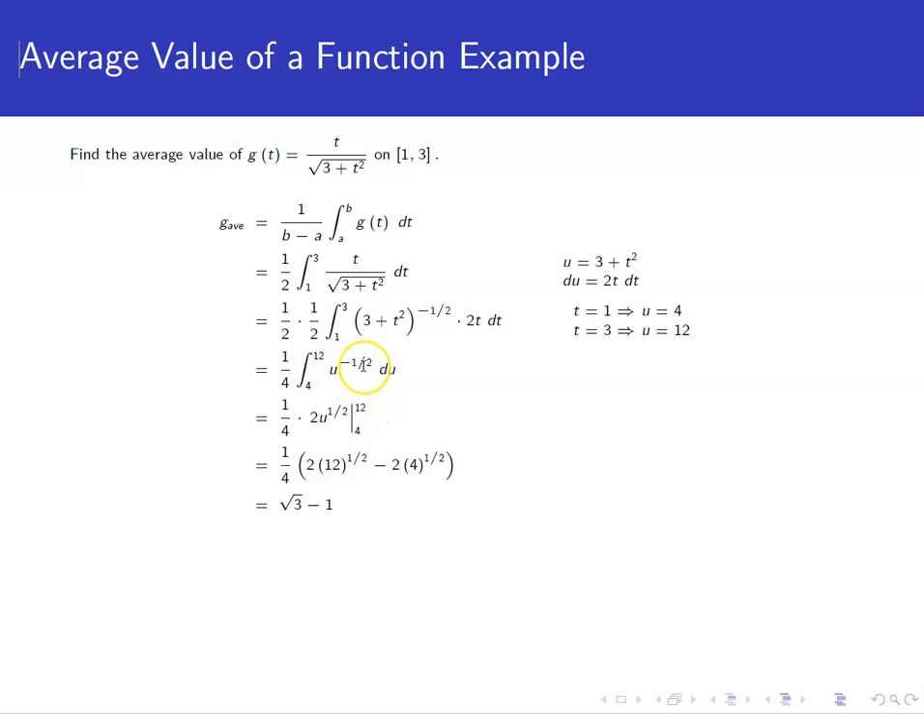For the antiderivative of u to the negative 1/2 using our power rule, we would add 1 to our exponent, which gives us a positive 1/2. Divide by that new exponent, which gives us a 2 out in front. Use the fundamental theorem of calculus now, plug in your endpoints and simplify, and you should get root 3 minus 1 for the average value of the function.